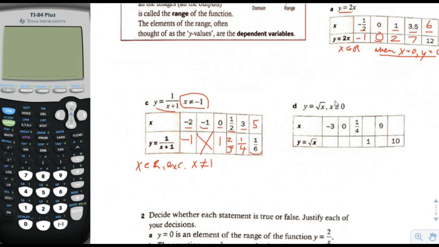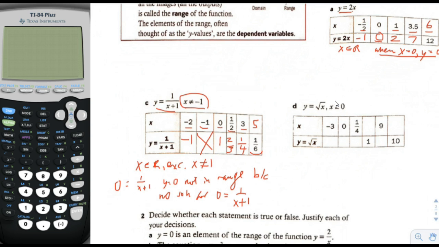What's the other thing they're going to ask? Y equals 0. Can y ever equal 0? Let's see. 0 equals 1 over x plus 1. No, to make that 0, x would have to be an infinitely huge number, which is not a solution. Okay? So y equals 0 is not in the range, because there is no solution for 0 equals 1 over x plus 1.